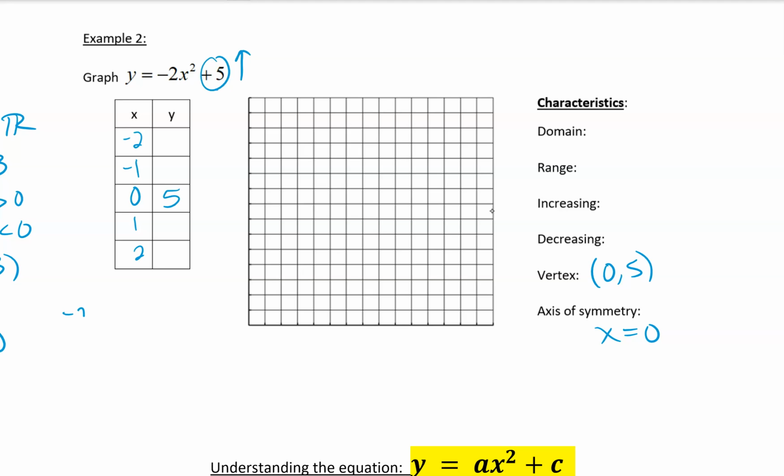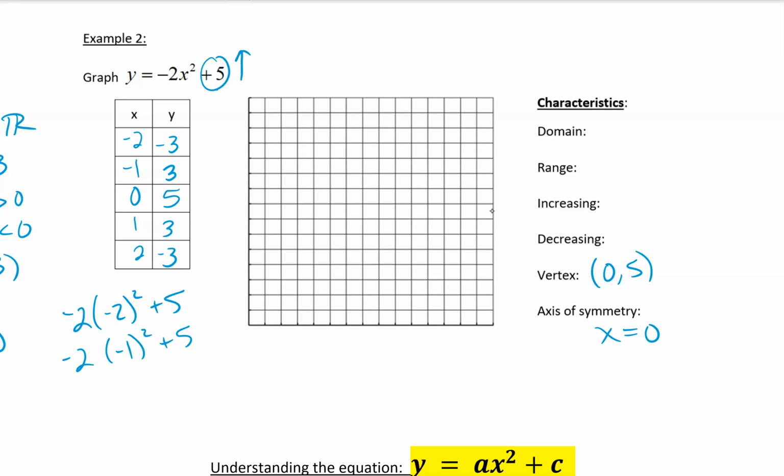Plug them in. We're going to do the x squared first times -2 and then plus 5. So we'll do -2 times -2 squared plus 5. So that will give us 4 times -2 is -8 plus 5 is -3. When we plug in a -1, we get -1 squared is 1 times -2 is -2 plus 5 is +3.